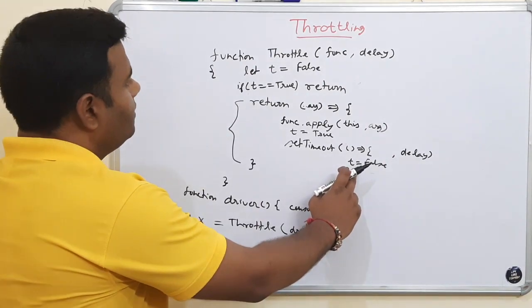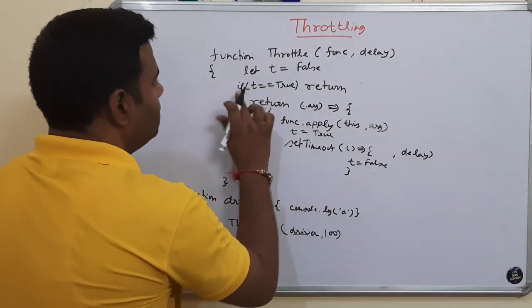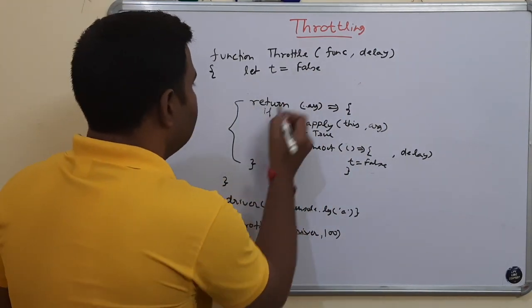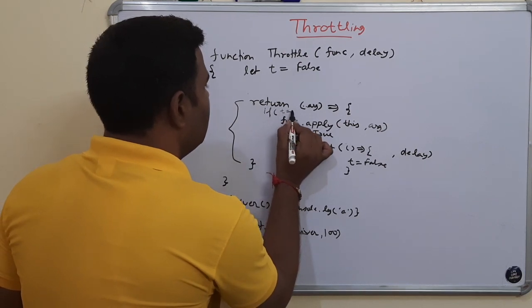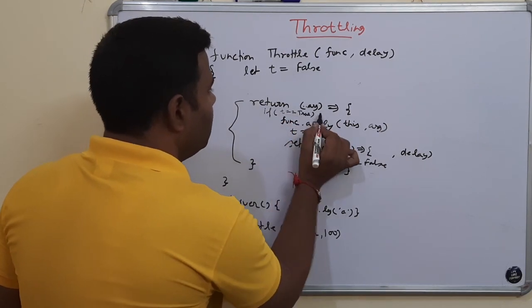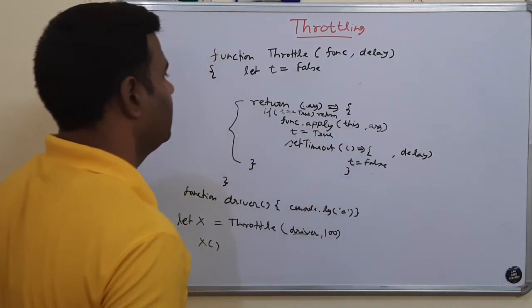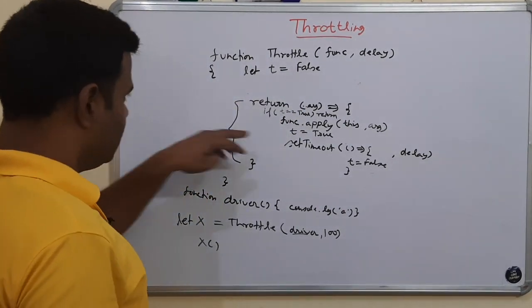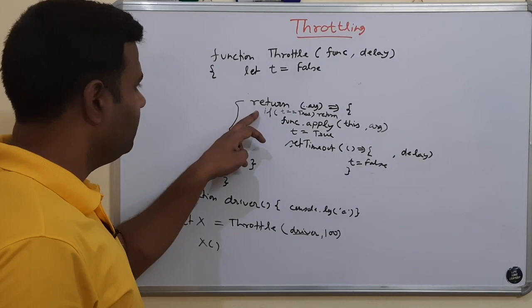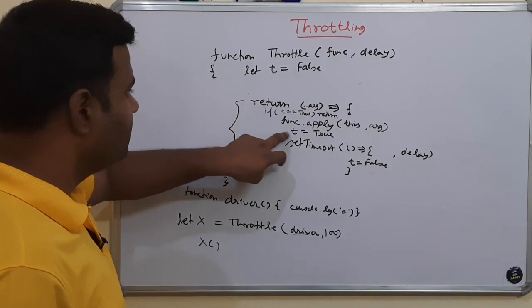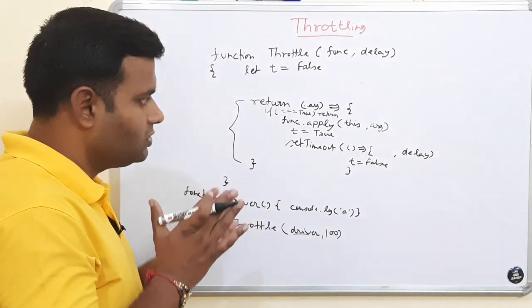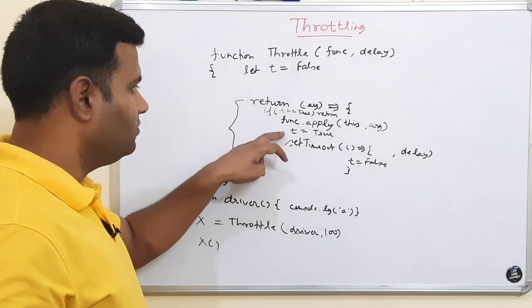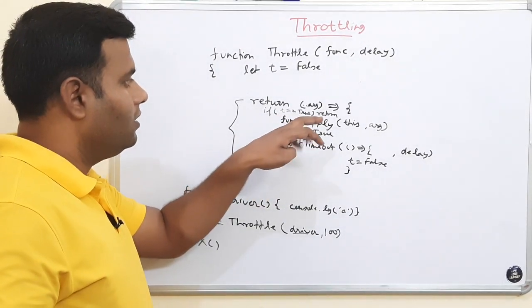So here we have this particular thing. I'm sorry, here this statement should be here. If t equal to true, then just return. Else it will do this, right? So here t equal to false. So in the first run, t is false, so this statement will not execute, but the function will be called, t will be set to true, and setTimeout. If within those 100 milliseconds another request comes, t is still true by the effect of this statement, so it will just return.